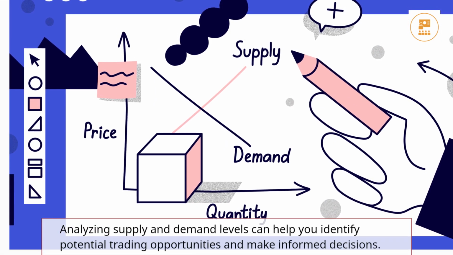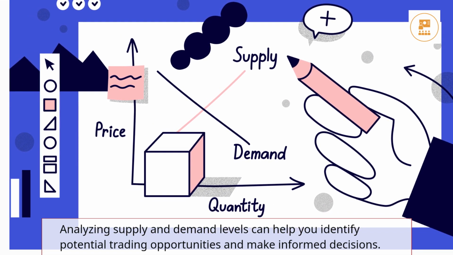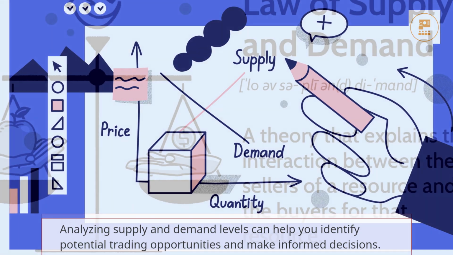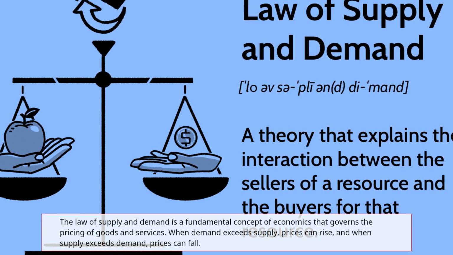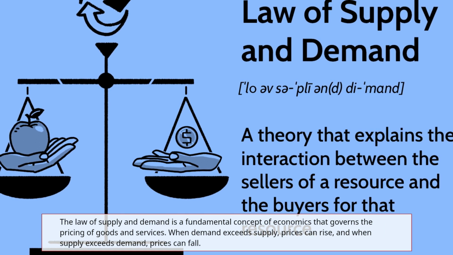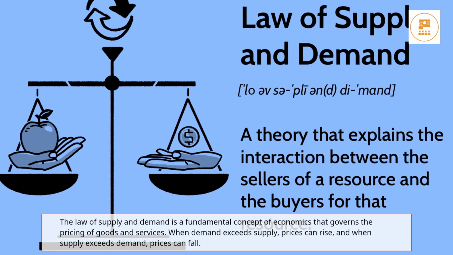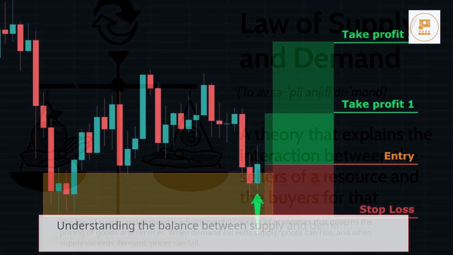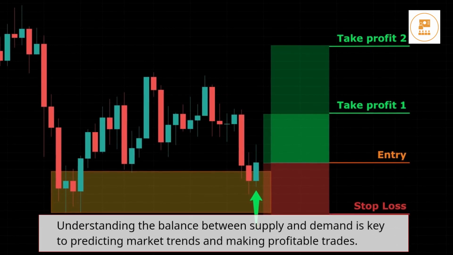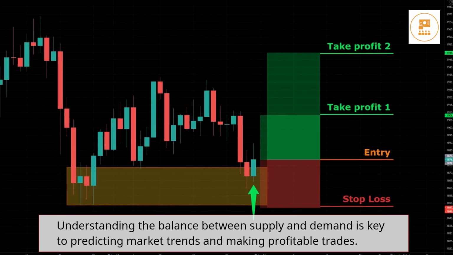Analyzing supply and demand levels can help you identify potential trading opportunities and make informed decisions. The law of supply and demand is a fundamental concept of economics that governs the pricing of goods and services. When demand exceeds supply, prices can rise, and when supply exceeds demand, prices can fall. Understanding the balance between supply and demand is key to predicting market trends and making profitable trades.